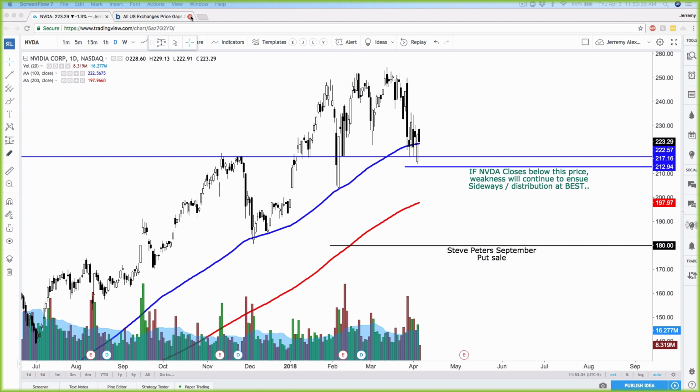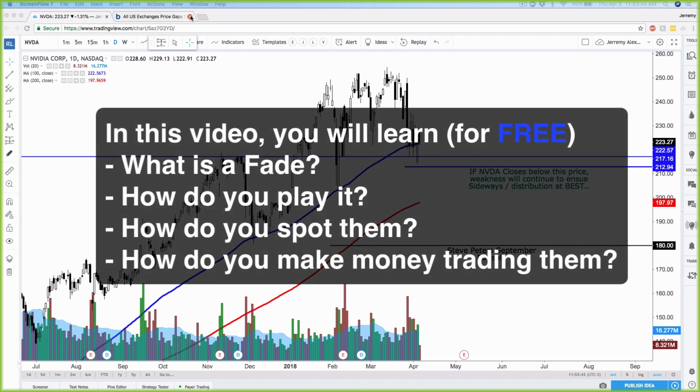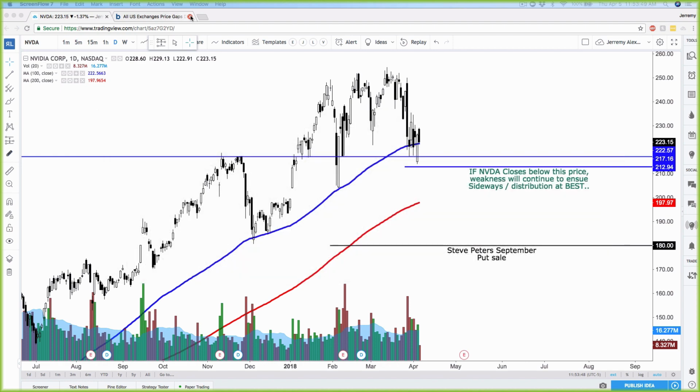Let's hop into gaps. Let's talk about fades. Going to discuss what is a fade, how do you play it, how do you spot it, how do you identify it, how do you make money trading it. Those are all things I want to cover in this particular class.